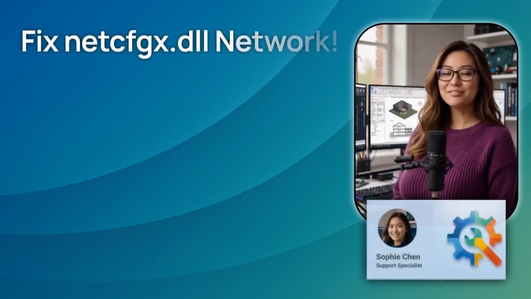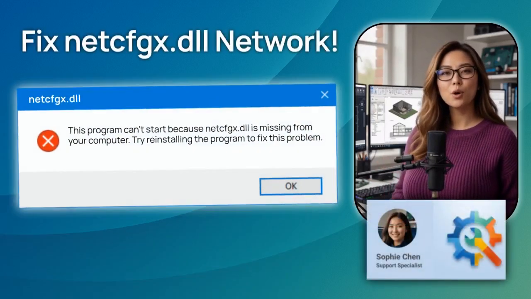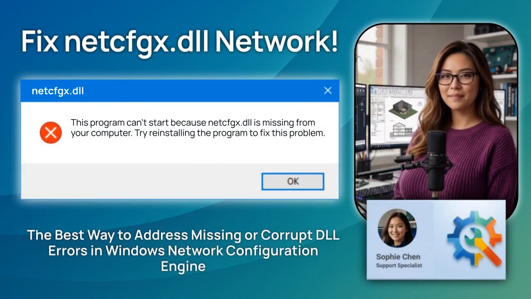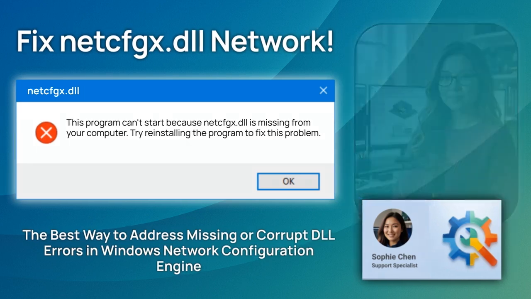Stuck with the Netcfgx library DLL failure compromising your core library map? I'm Sophie Chen, a senior Windows support engineer. Let's analyze this architectural break and restore your stability.